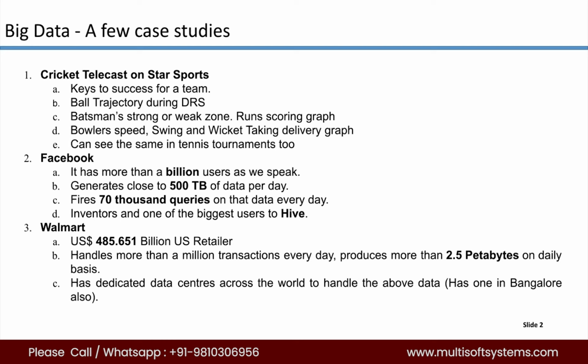Then keys to success for the team: ball trajectory. If you've seen test matches, let's say the test match is going on in the UK, in London, England, the ball swings a lot. So how much it is swinging and how difficult it is to bat. Those kinds of things. Or for that matter, in DRS also, the Direct Review System in cricket, you would see that somebody has appealed, and it is going to a review. The umpire is going to see the ball trajectory, to what extent and in what direction the ball is going.